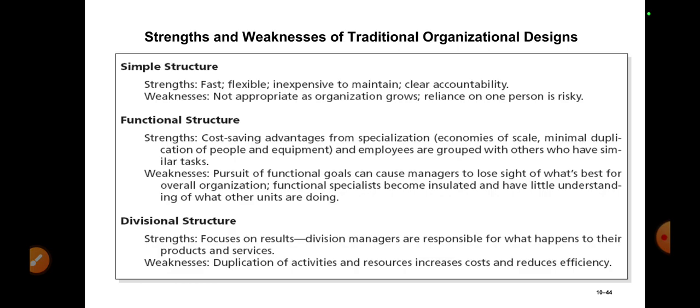As they separate their business and introduce different types of management structure, sometimes similar types of resources may be required by both organizations. At that time, they have to invest in both divisions, which may sometimes be costly. So those are the strengths and weaknesses of the traditional organizational design.